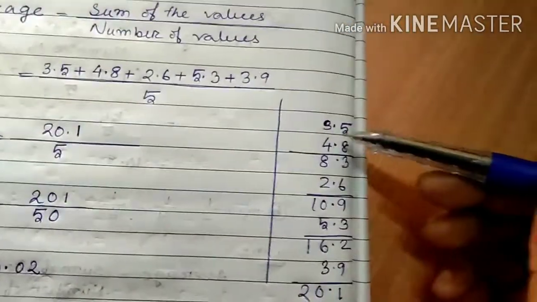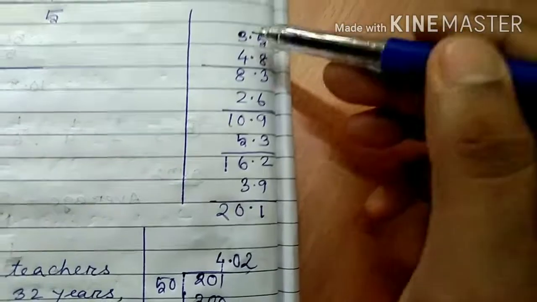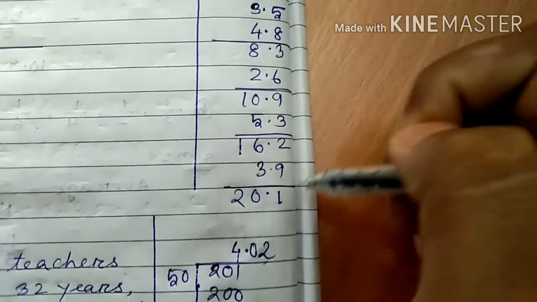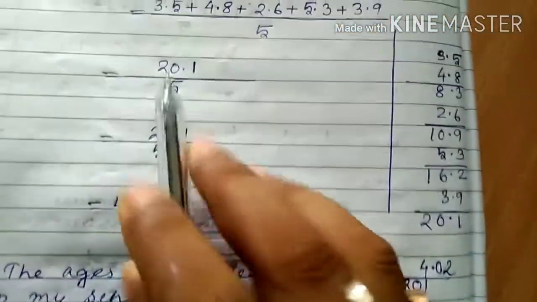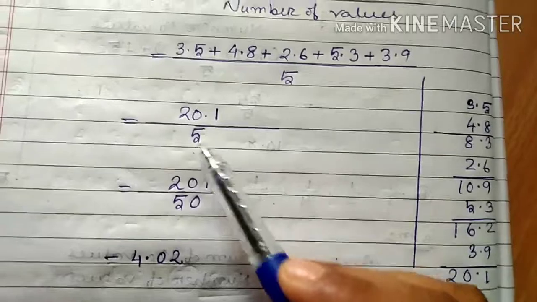So how do we add decimal numbers? According to their decimal places, you have to put their values. 5 plus 8, 13. In this way, you will get 20.1. So 20.1 by 5. There are 5 numbers, so you have to divide this by 5.